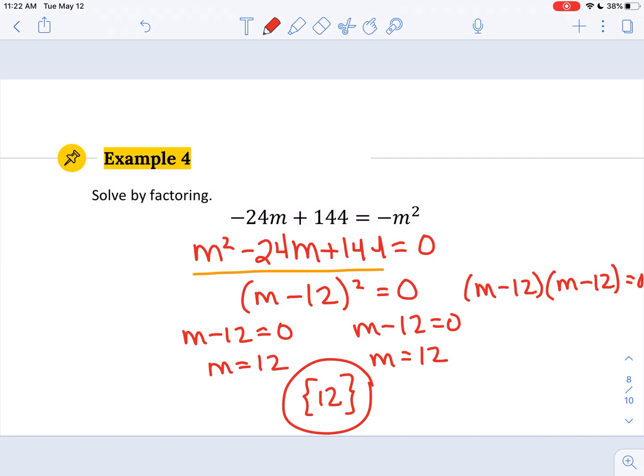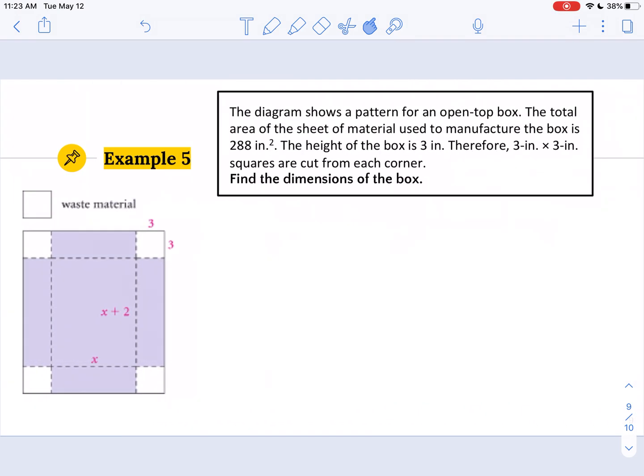All right, and what that means is that we only have one point in which this equation crosses the x-axis, and that's okay. This is just one solution. So this is crossing the x-axis at 12, 0. All right, that x-intercept is at 12. All right, so we've got some skills-based examples 1 through 4. Now let's move on to an application problem.